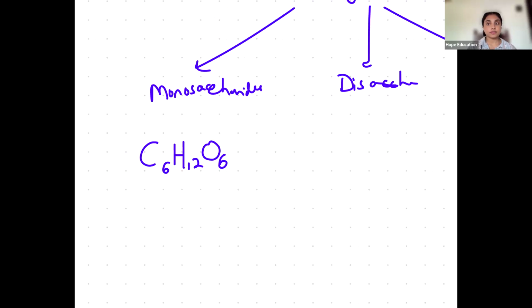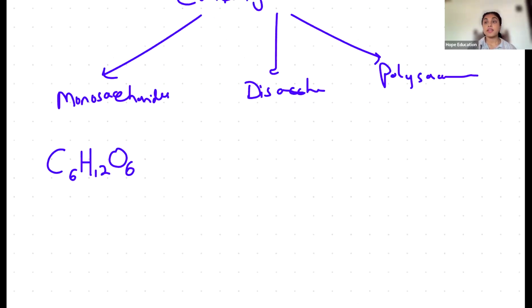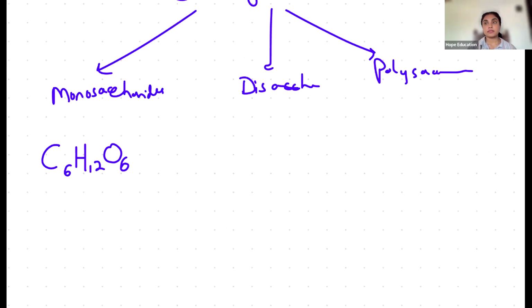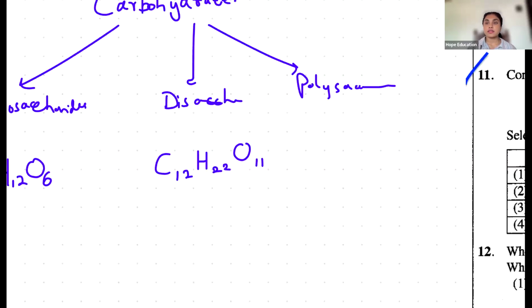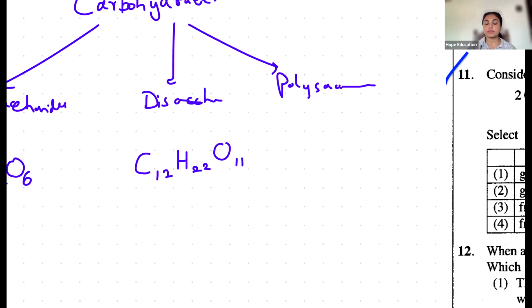What is the formula for disaccharides? Chemical formula. Yes. C12H22O11. Here the hydrogen to oxygen ratio is 2:1. Here also the hydrogen to oxygen ratio is 2:1. What is the formula for polysaccharides?